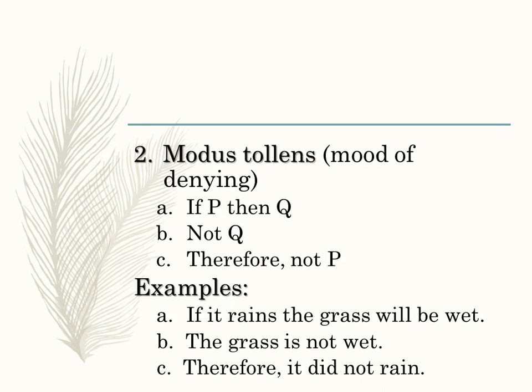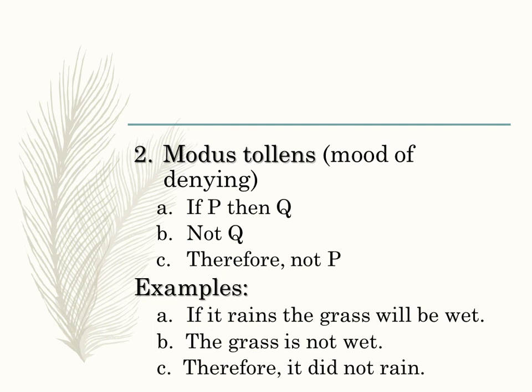Okay, here's another one. Now, instead of affirming the antecedent, we're going to deny the consequent. And never the two shall mix. If you're going to affirm, you can only affirm the antecedent. And if you're going to deny, you can only deny the consequent. So look, if P, then Q. Not Q. We're going to deny the consequent. Therefore, not P. P and Q go together, right? We don't have Q, we don't have P.